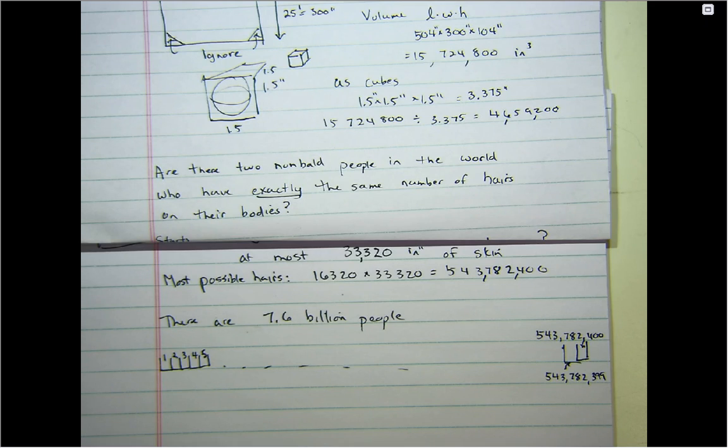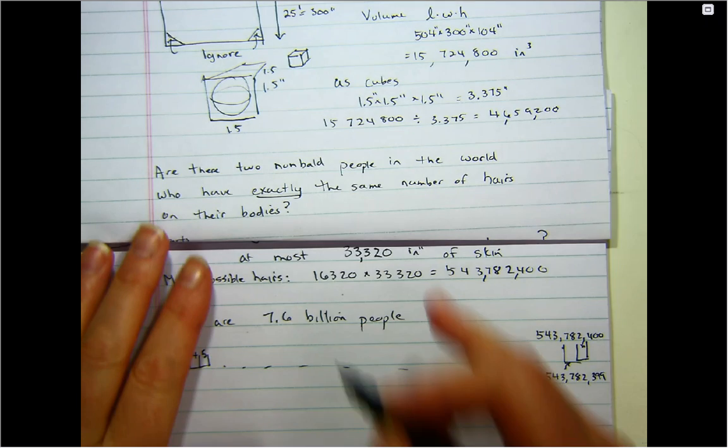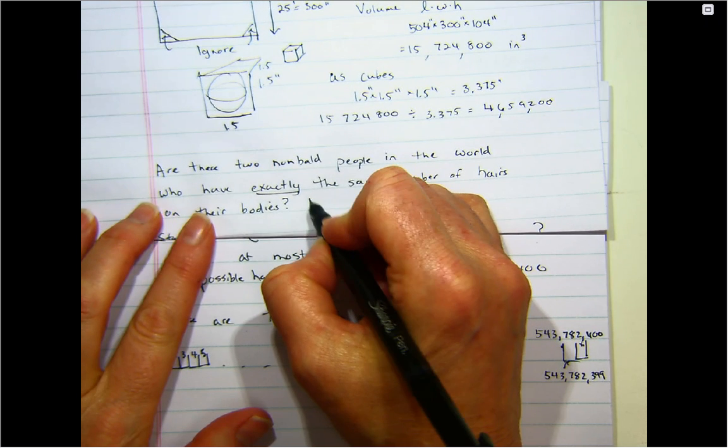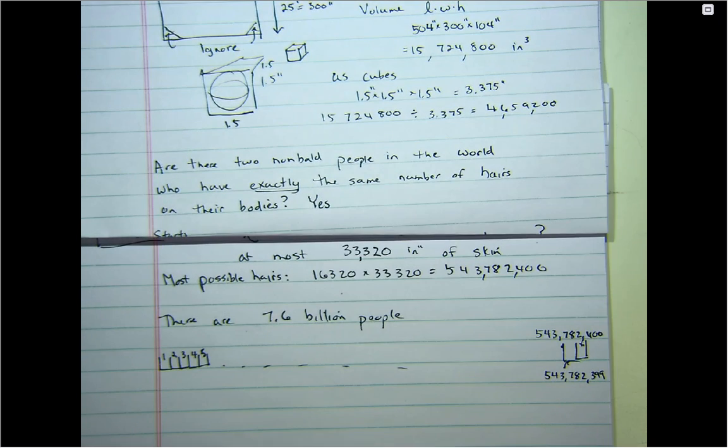So in the room where there's multiple people, those people have the same number of hairs on their body, because that's how we sorted people. We sorted them by their hair count. So the answer is yes. And there's a lot we don't know. We don't know who the people are. We don't know how many hairs they have. But we do know definitively that there are 2 people on the planet that have the same number of hairs who are not bald. This is an application of the pigeonhole principle.